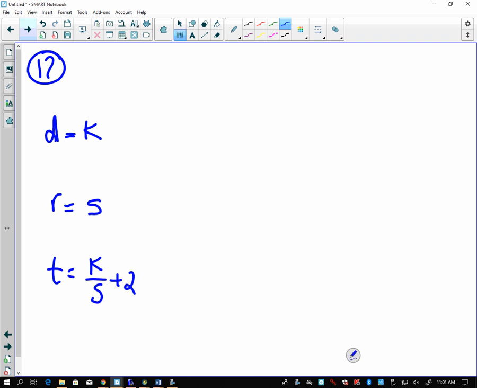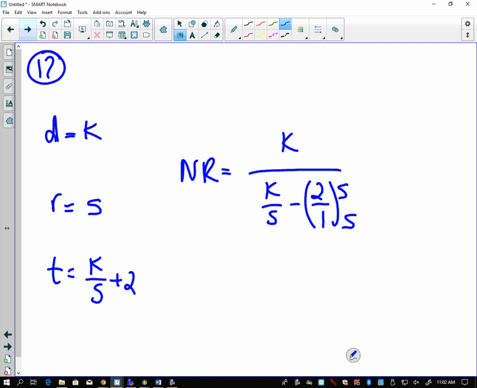How fast should they have flown to have arrived on time? So how fast is a unit of rate? Okay, and our rate is distance over time. Our distance is still k divided by, okay, but our time that we want here is k over s minus 2. Right, k over s minus 2 over 1. We're going to multiply that by s over s because we have a fraction minus a fraction where we need a common denominator, right?